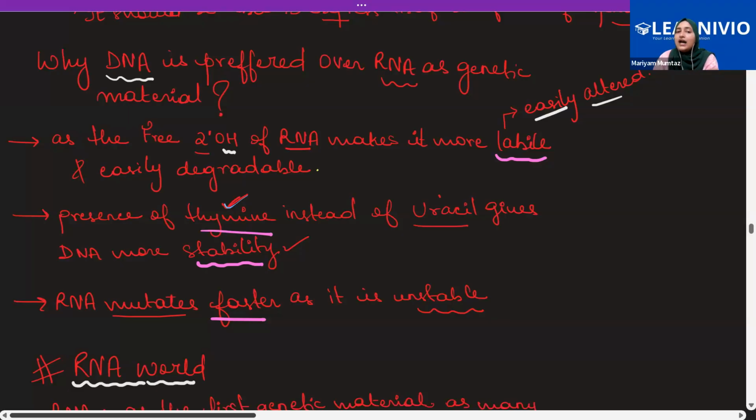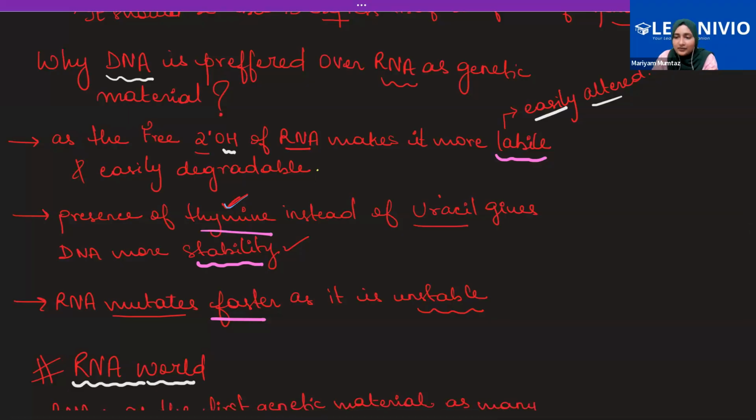Secondly, you know that RNA has uracil. It doesn't have thymine. But thymine gives more stability as compared to uracil. So the presence of thymine instead of uracil gives DNA more stability. You could write it in your own language also like this: since RNA has uracil instead of thymine, it is less stable than DNA. And lastly, RNA mutates very, very quickly because it is unstable, and we cannot afford that. So because of all of these reasons, RNA is not taken as a genetic material.